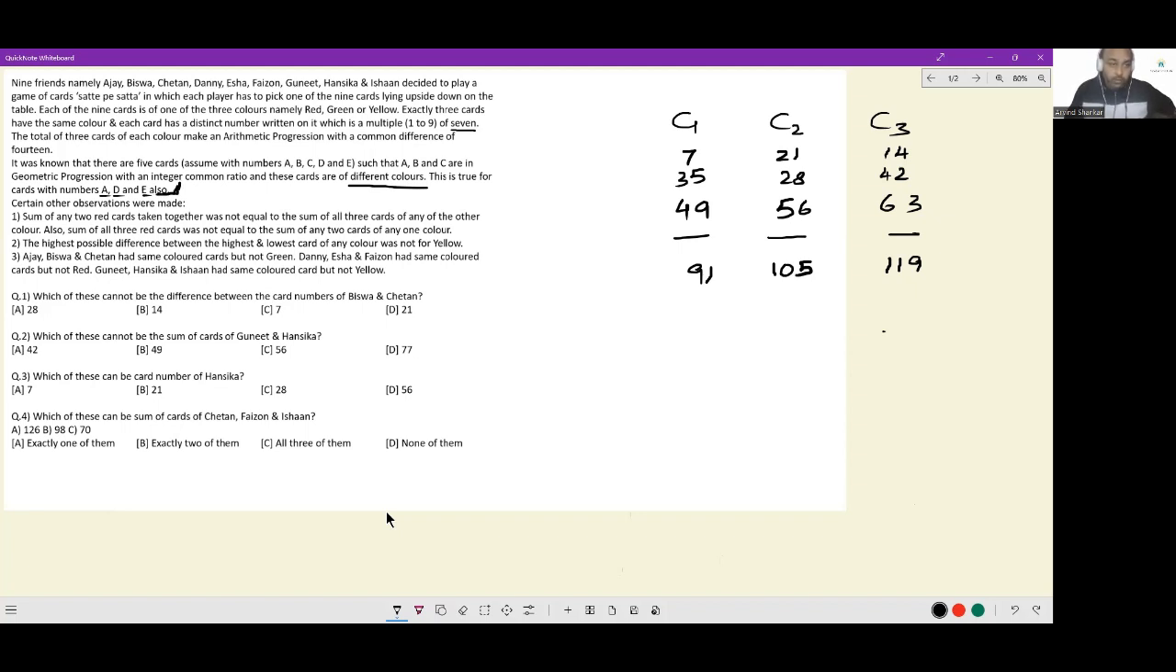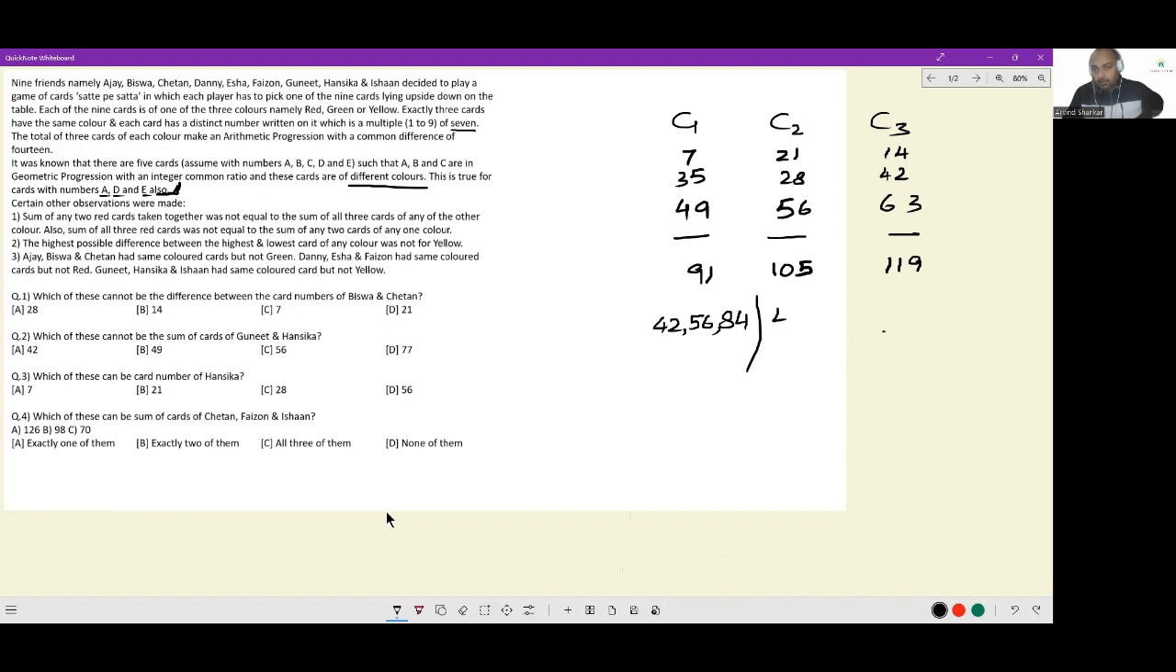Next, we are told sum of any two red cards taken together was not equal to the sum of all the three cards of any other color. Also, sum of all three red cards was not equal to sum of any two cards of any one color. Which is to say, first thing I should do is sum of two cards taken for each group. From the first group, the three summations I will get are 42, 56, and 35, 49. Adds up to 84. This is sum of cards taken two at a time.